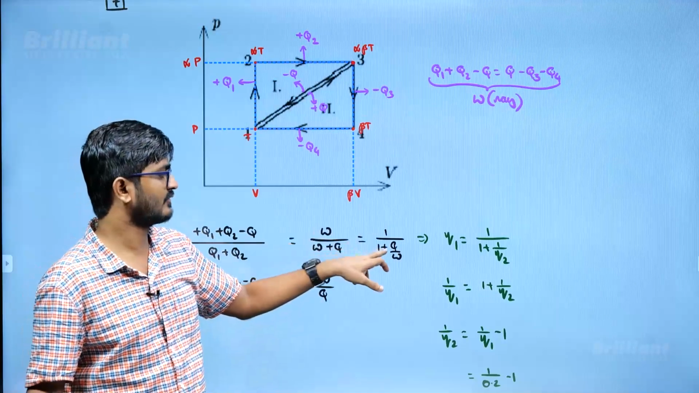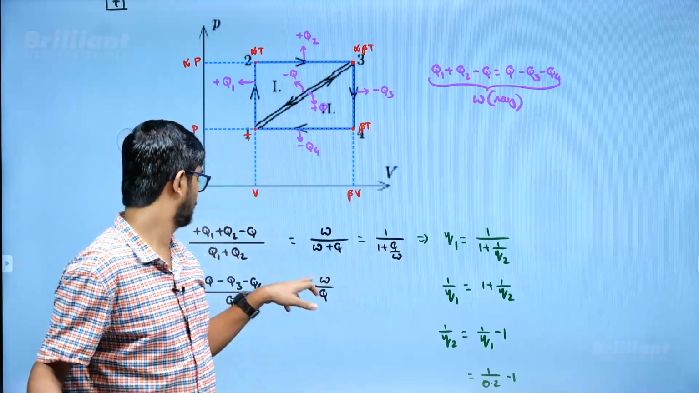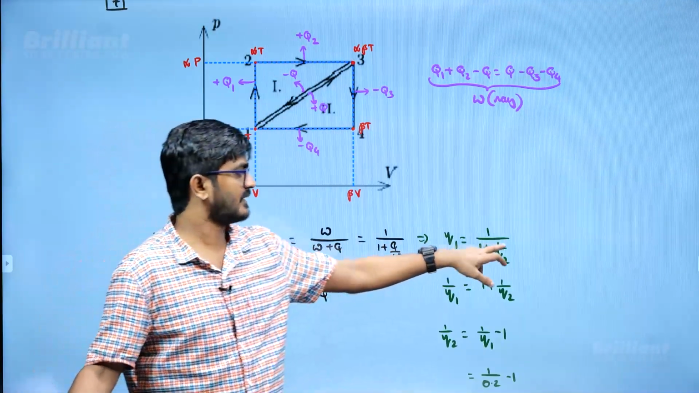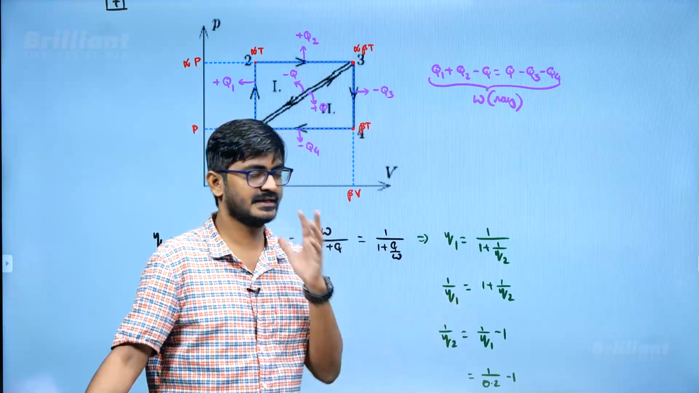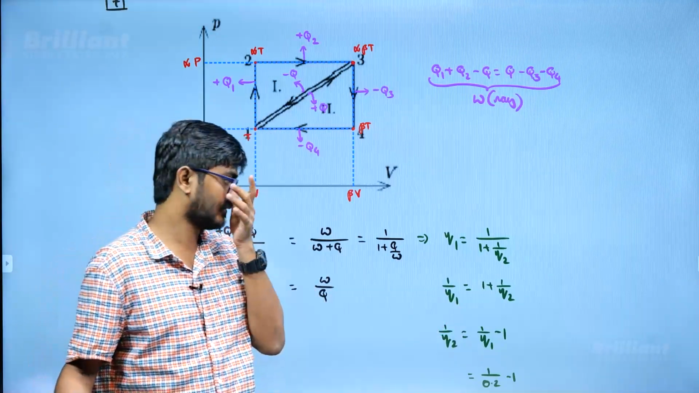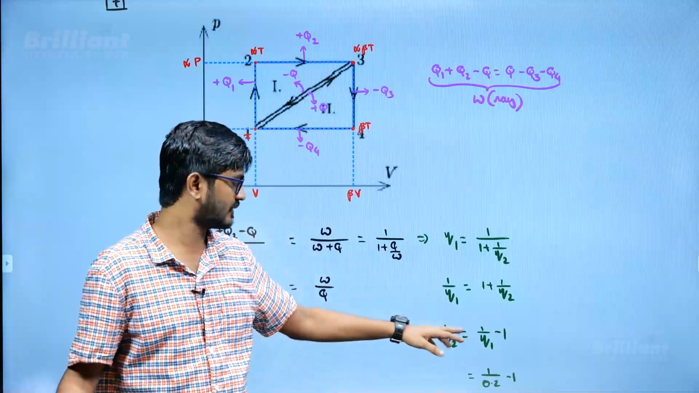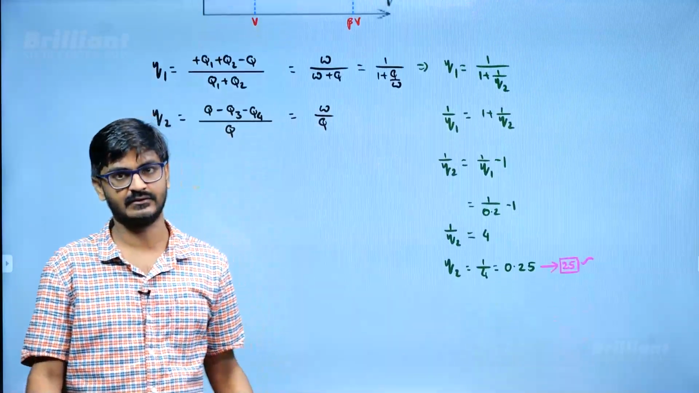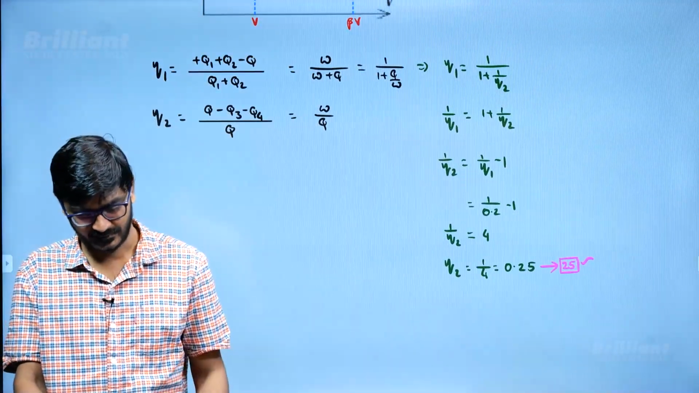Now when I modify it, I will be getting something like this, but Q by W I can write as 1 by eta 2. So from there I will be getting 1 by eta 1 plus 1 equals to 1 plus 1 by eta 2. So from there, after substituting, you will be getting the required answer.